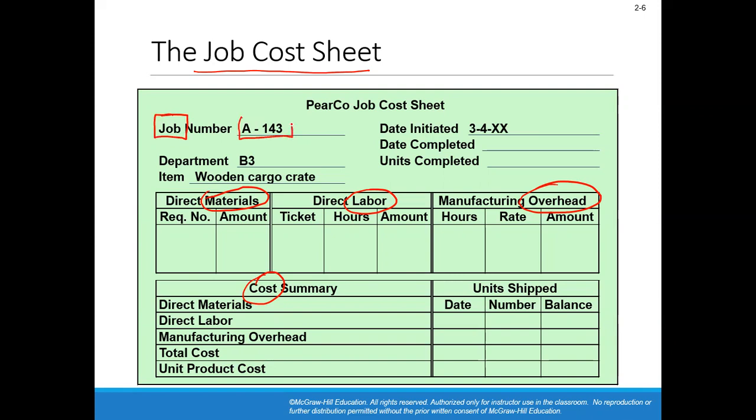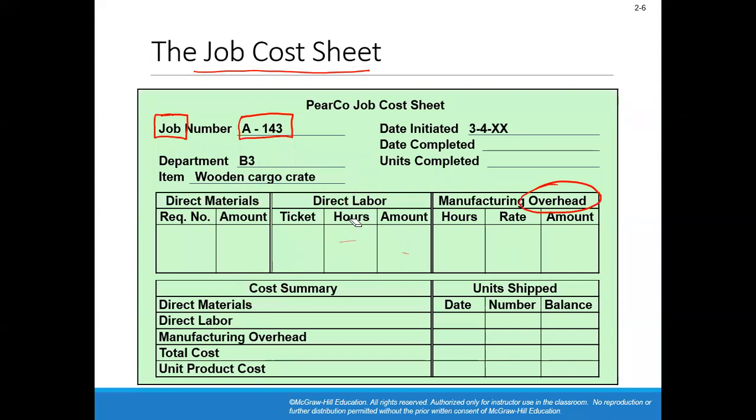This is the particular job A143. So in summary, what does it record? It records the cost of direct materials, cost of direct labor, cost of manufacturing overhead, which can be assigned to a particular job. So job order costing will prepare the things which will be required to fill this job cost sheet. You see so many blanks here.